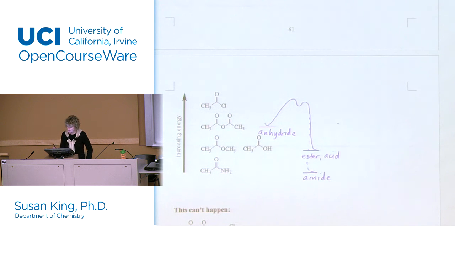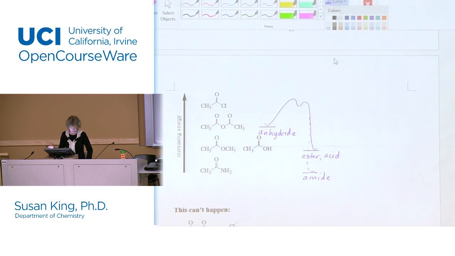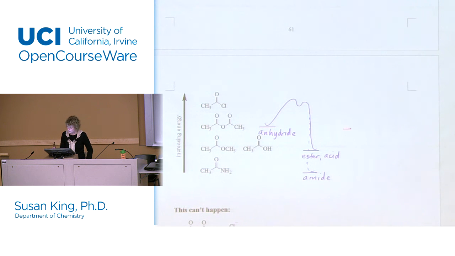What we can't do is go from anhydride up to acid chloride. That would be an uphill reaction, and it would look like this.